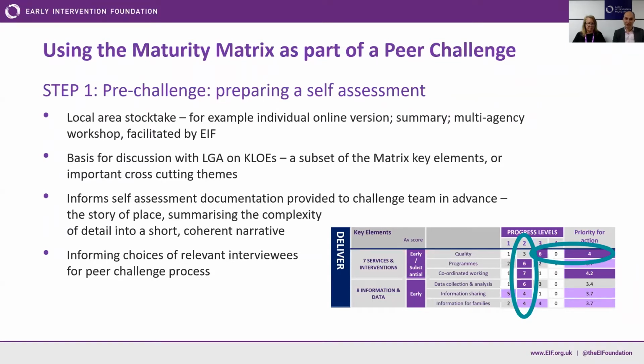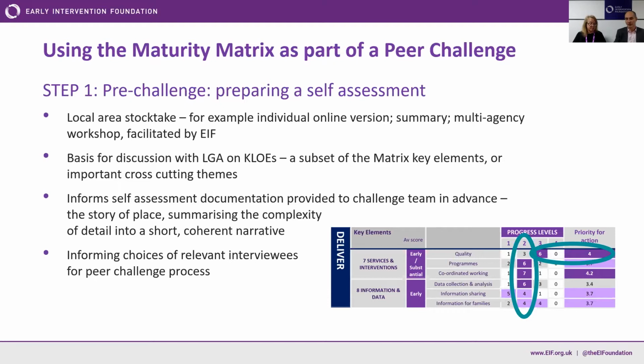The process before the challenge also helps the local area to identify who they need to gather for the peer challenge team to talk to. So they get a better understanding about what's in scope, what's important to them, what they want to focus on, which helps them think through who they line up to talk to the peer challenge team. Liz, I don't know whether there's anything you want to add at this stage? No, I think the report that's produced from the self-assessment is really helpful for the peers to view before they go into the challenge, and certainly the ones I've viewed have been really helpful with identifying possible questions.